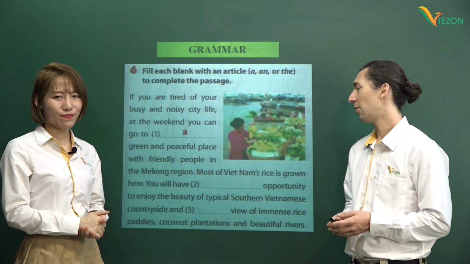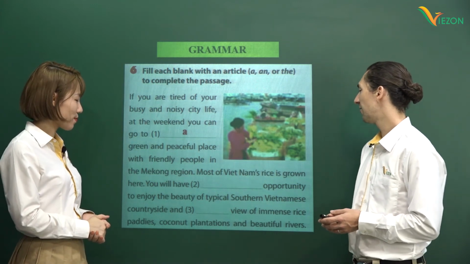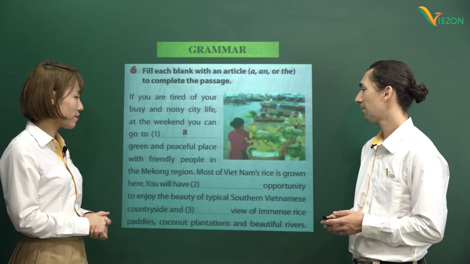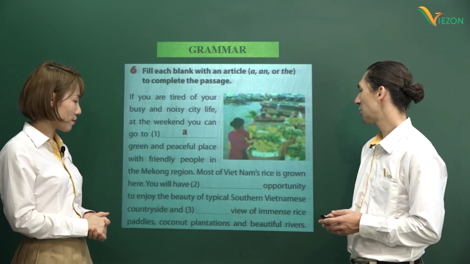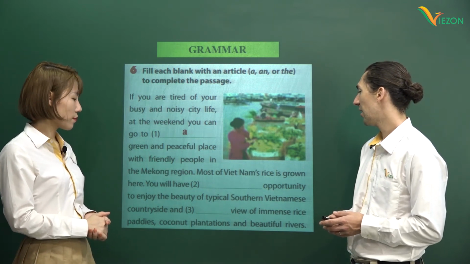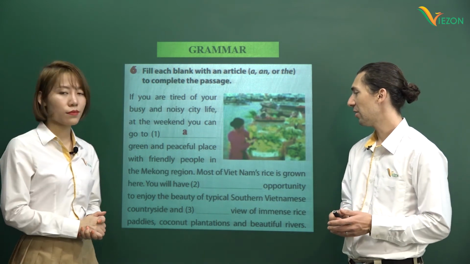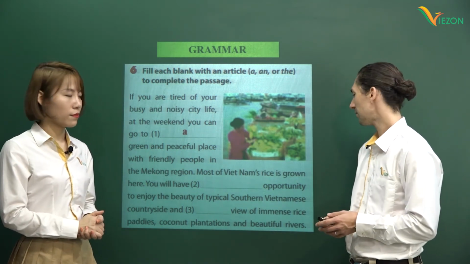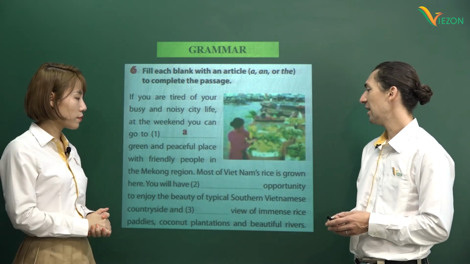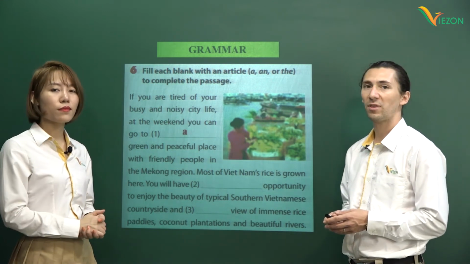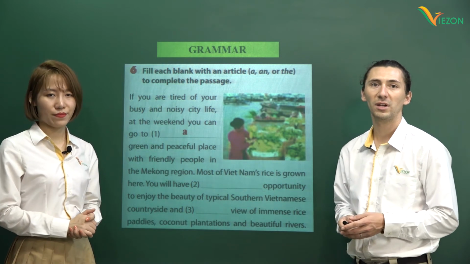Okay, number two. All right, let's continue. Most of Vietnam's rice is grown here. You will have opportunity to enjoy the beauty of typical southern Vietnamese countryside. All right, and we'll stop right there. So what do you think for number two? Is it a opportunity, an opportunity, or the opportunity? Which one do you think?